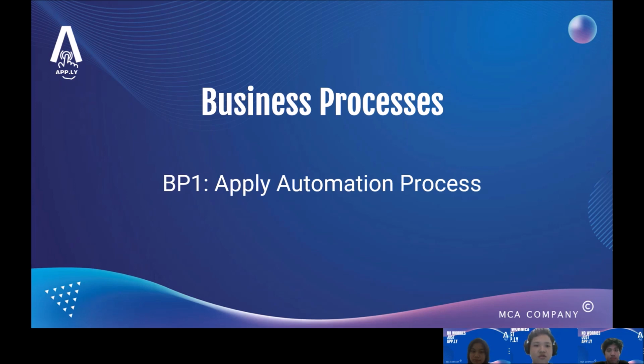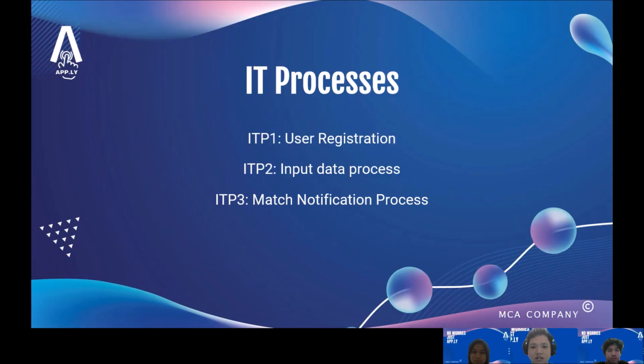As we know, to create the use case, we have to determine our business process, and there is only one business process in our software making that we already wrote in our SRS, which is BP1. It's the apply automation process. In the apply automation process, there are three separate IT processes. The first one, which we name ITP1, is the user registration. User registration is when the user has to register their account. It will be explained in more detail in the later parts.